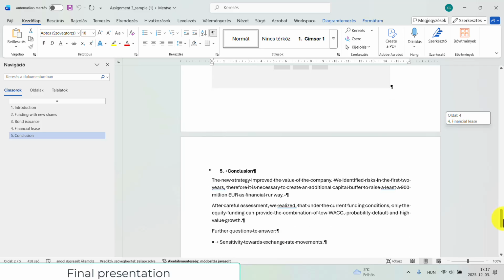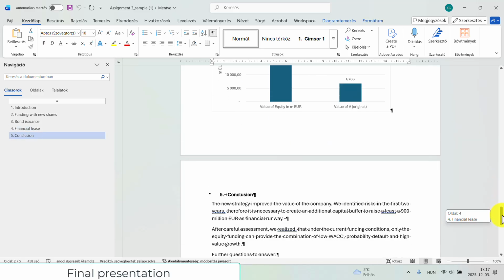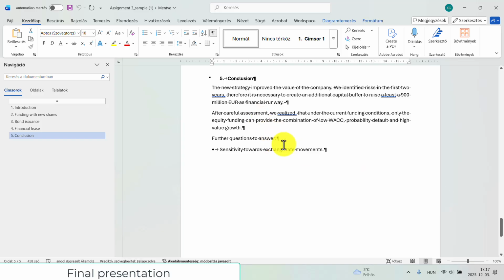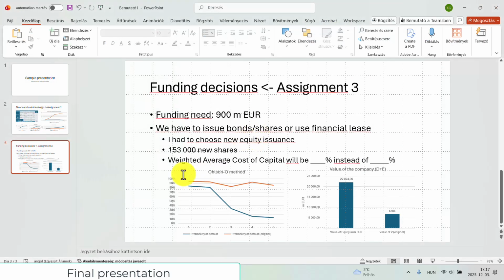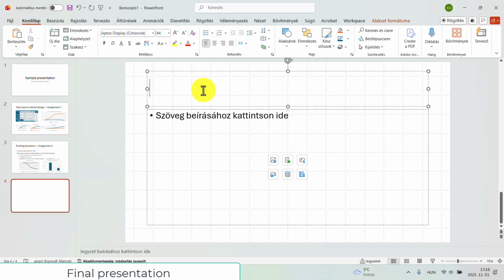Bond issuance, and so on. What is this? My lease scheme. Then we also have to check foreign exchange exposure.